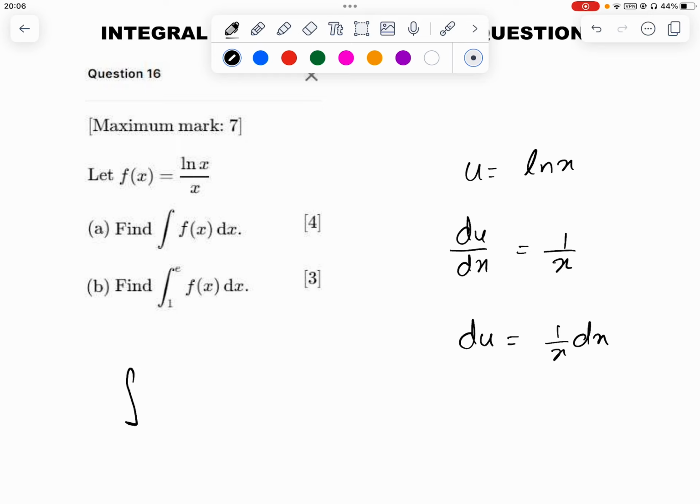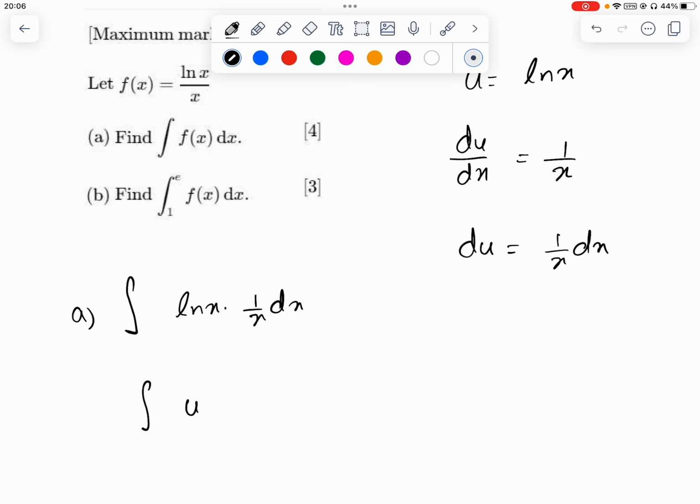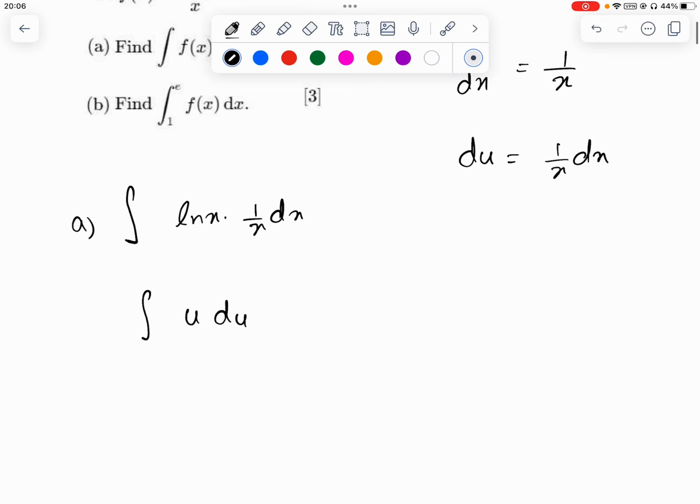So what does that become now? Integral of f of x, part A. It is ln x times 1 upon x dx. So it is u, and 1 upon x dx is du. So what does that become now? u square upon 2 plus c. So what is u square? ln x whole square upon 2 plus c.